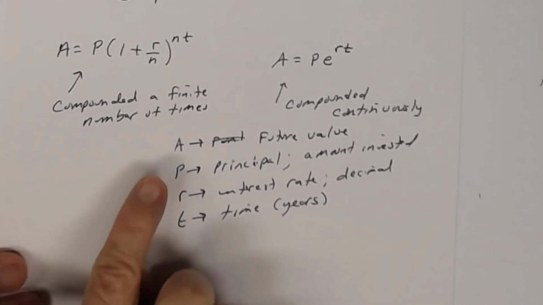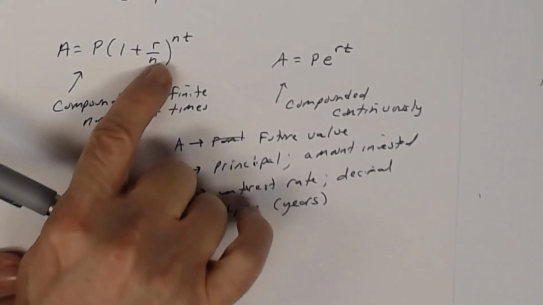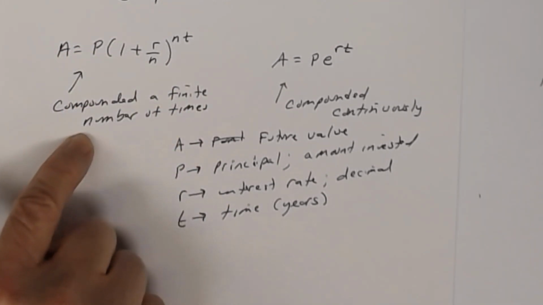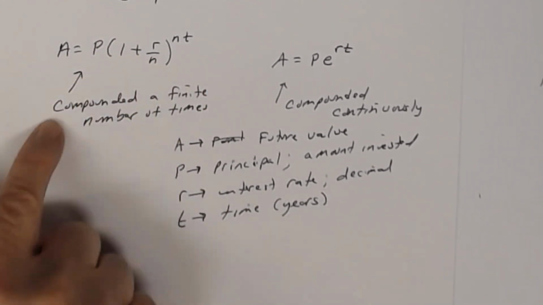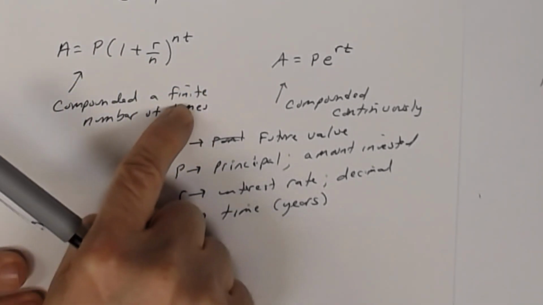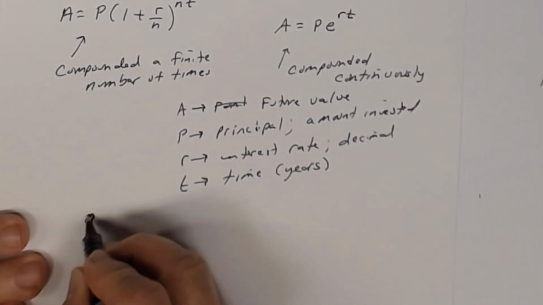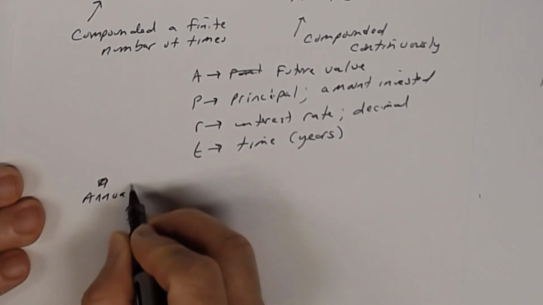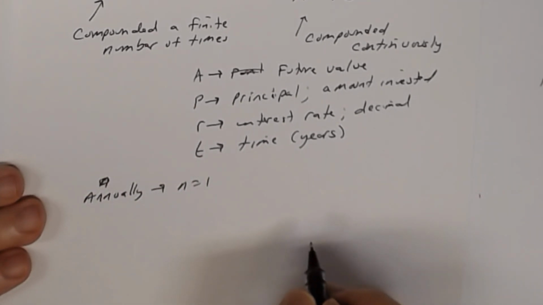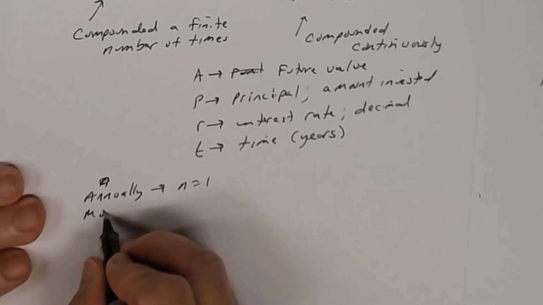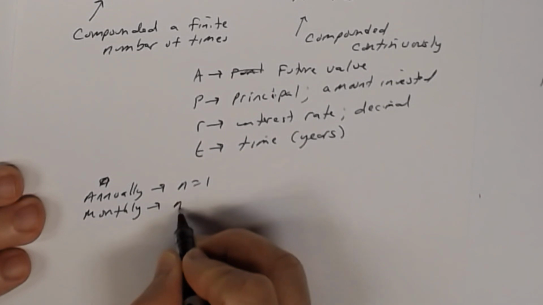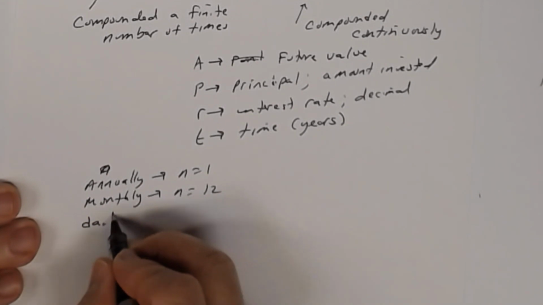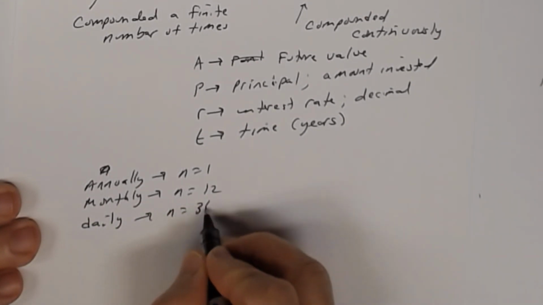All right, and the only thing that you see here that's not in the other formula, and this is the part that lets you know you're dealing with this formula, is compounded a finite number of times. N tells you how many times the interest is being compounded per year. So if you're told that interest is being compounded annually, then N is one time a year. If you're told it's compounded monthly, then N is 12 months in a year. For daily, you're going to use N to be 365.